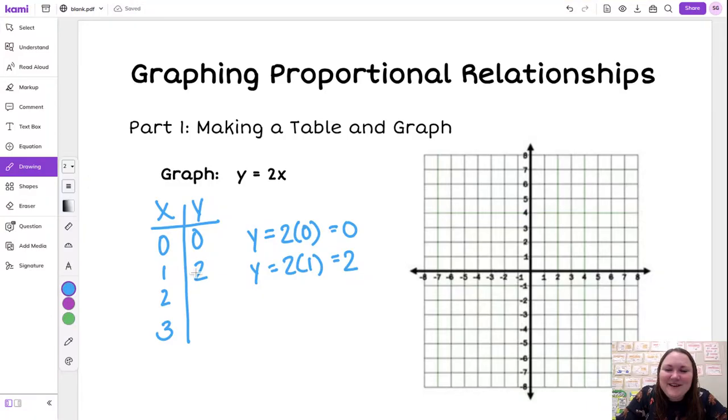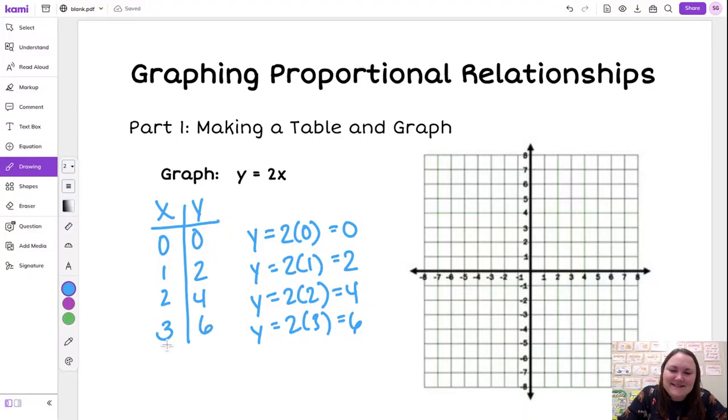Go ahead, pause the video, and find these next two numbers. For this next one, you're doing 2 times 2, which is 4. And then finally 2 times 3, which is 6. So we've got 4 and 6 there.